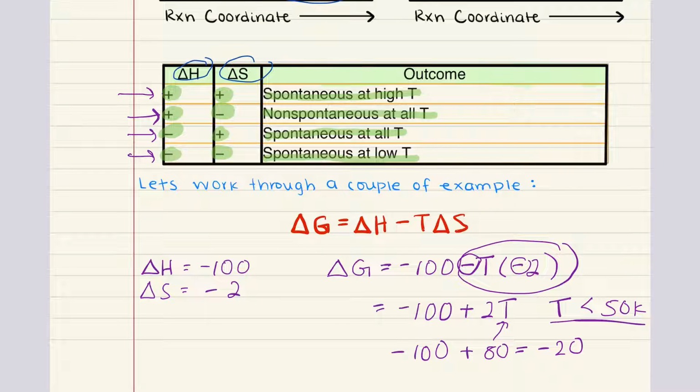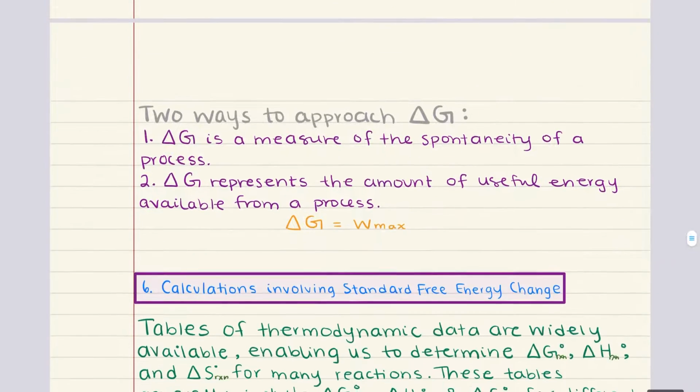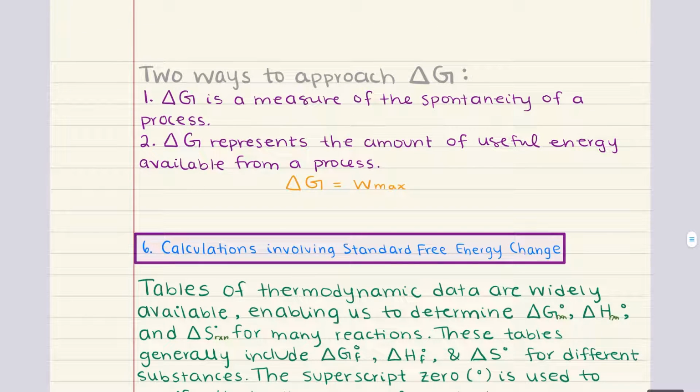Wonderful. Now that we've worked through this, I want to discuss two ways to approach delta G. So, two ways to think about Gibbs free energy. First, to reiterate, delta G serves as a measure of the spontaneity of a process. We've really drilled this up until this point. So if delta G is negative, then the process is spontaneous, and if it's positive, then the process is not spontaneous.